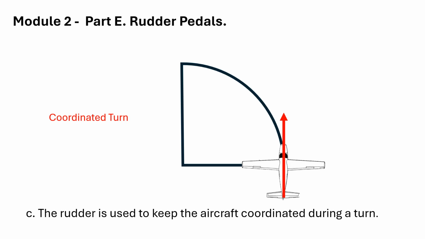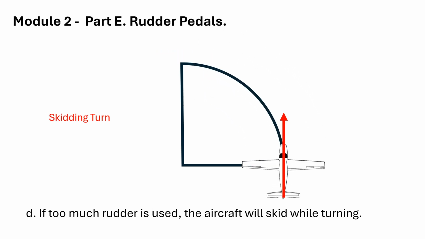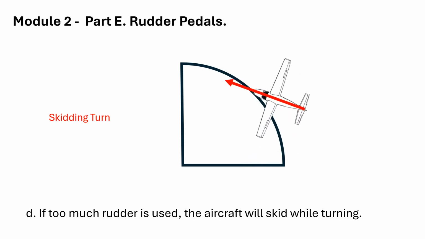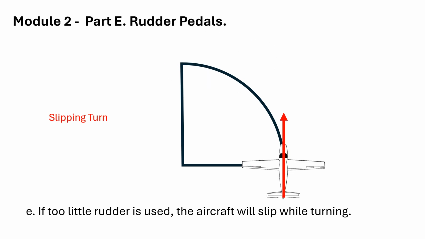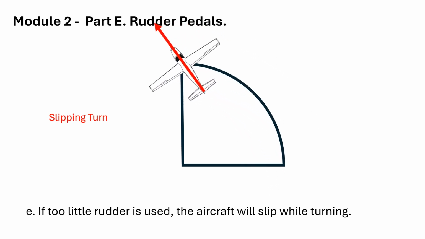The rudder is used to keep the aircraft coordinated during a turn. If too much rudder is used, the aircraft will skid while turning. If too little rudder is used, the aircraft will slip while turning.